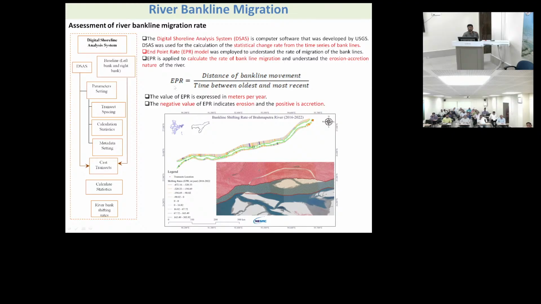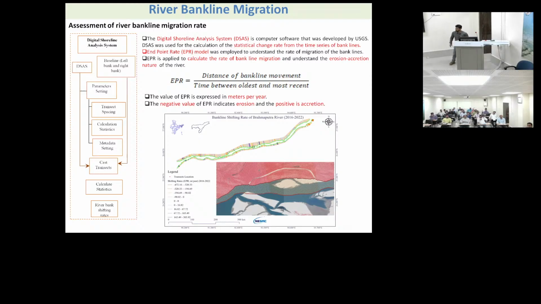This is called EPR. Here actually this is software, free software is available. You have to give it vector data of 2 years. Then for every small section, it will give the change of bank line. These lines are sections only, the number of sections it takes, and it shows what is the deviation of the bank line.